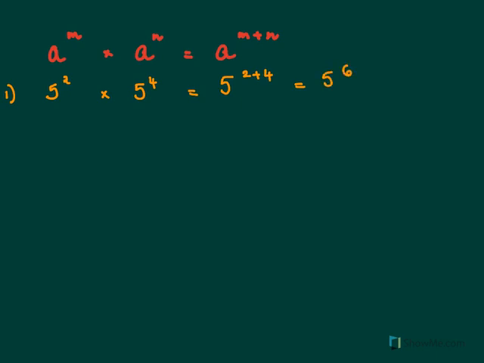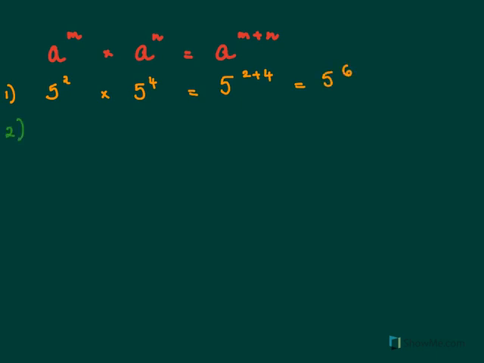Next we go to the law of exponents. To study the law of exponents, we study the first law, and the first law says a raised to m into a raised to n equal to a raised to m plus n. So now if I have 5 raised to 2 into 5 raised to 4, it will be 5 raised to 2 plus 4, that is 5 raised to 6.